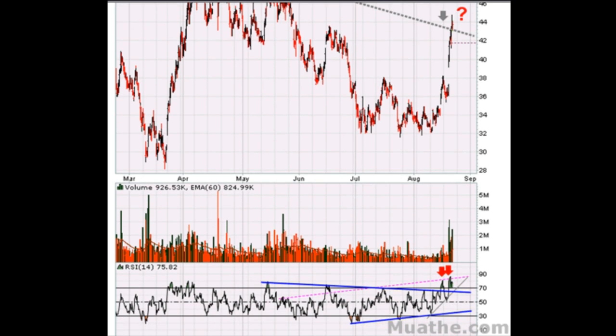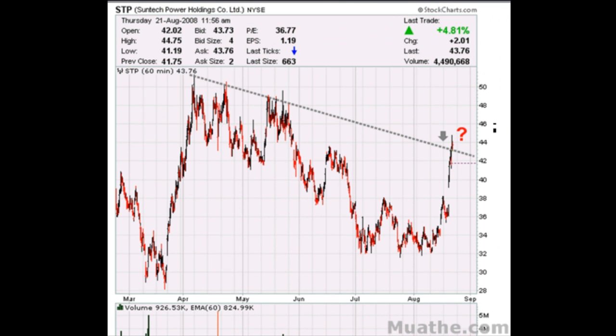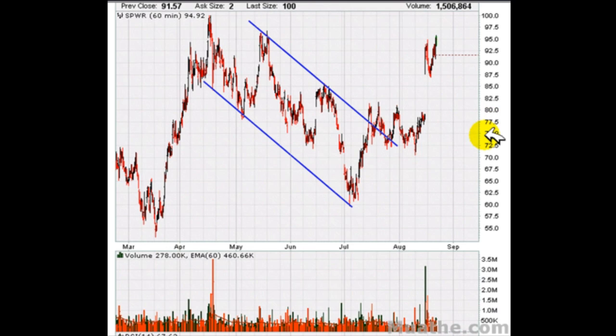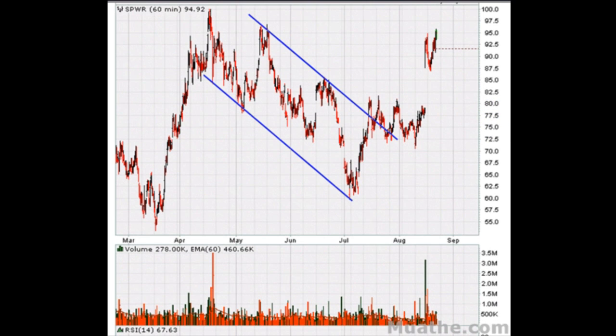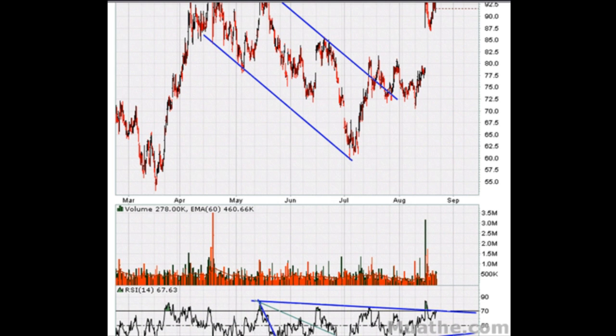Again, just by adjusting, you see that there's strength, because once this was broken out, that was a short-term signal that there was strength in the stock. We're looking at hourly charts right now, so they give you short-term situations.